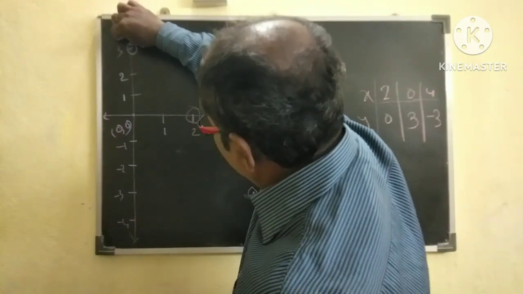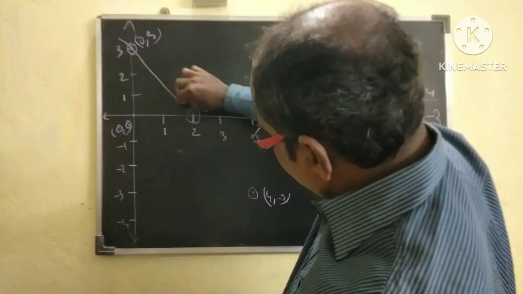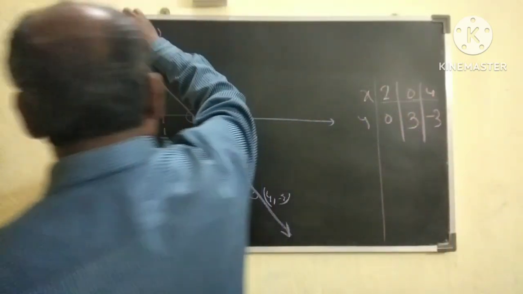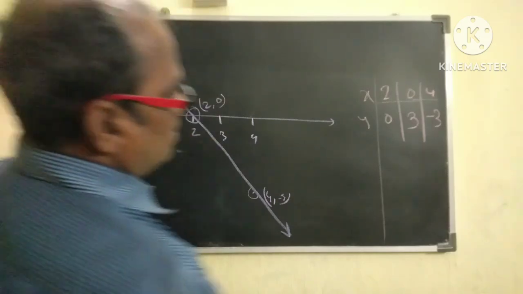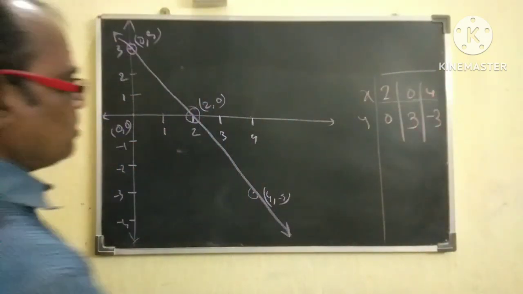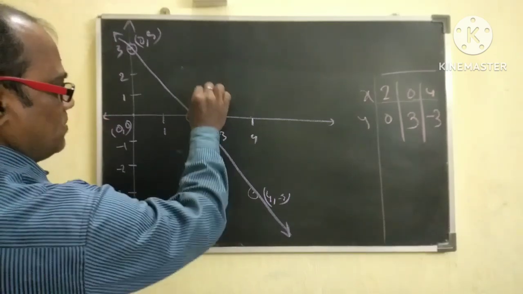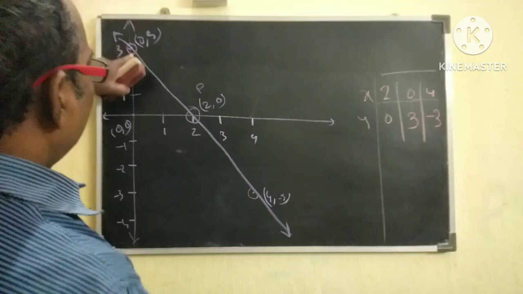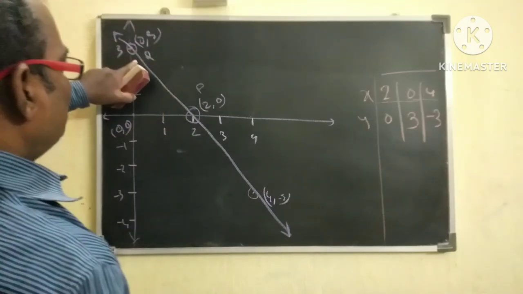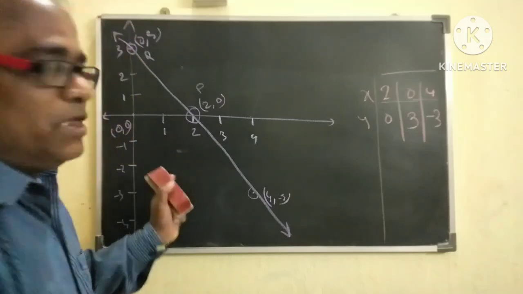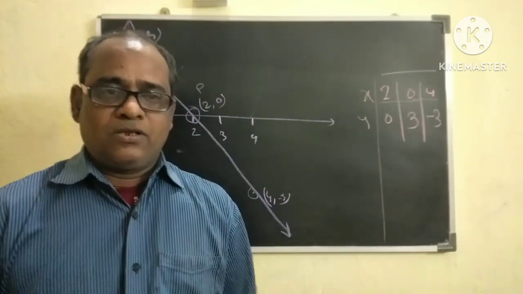If you join them, the line becomes like this. Write down the equation of the line. We were asked to find the points P and Q. So this is point P, and the coordinates of P are 2 comma 0, and this is point Q, and the coordinates of Q are 0 comma 3. So finally we get the points P and Q which we were asked to find.